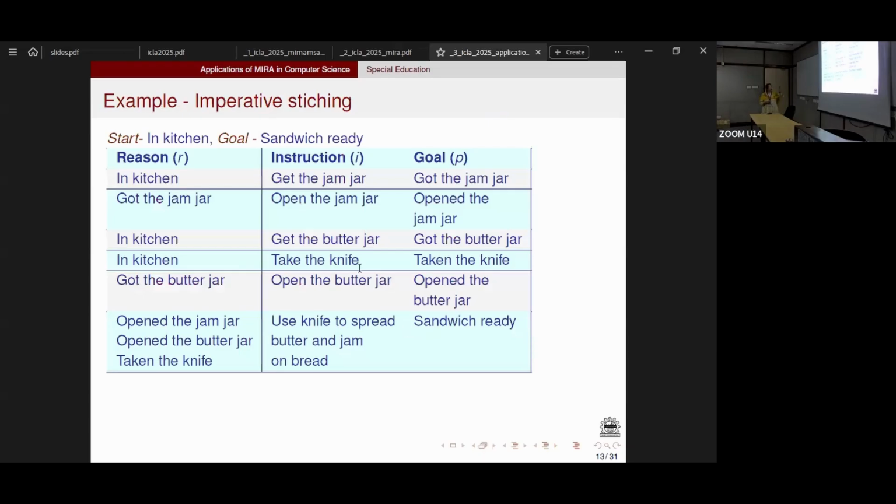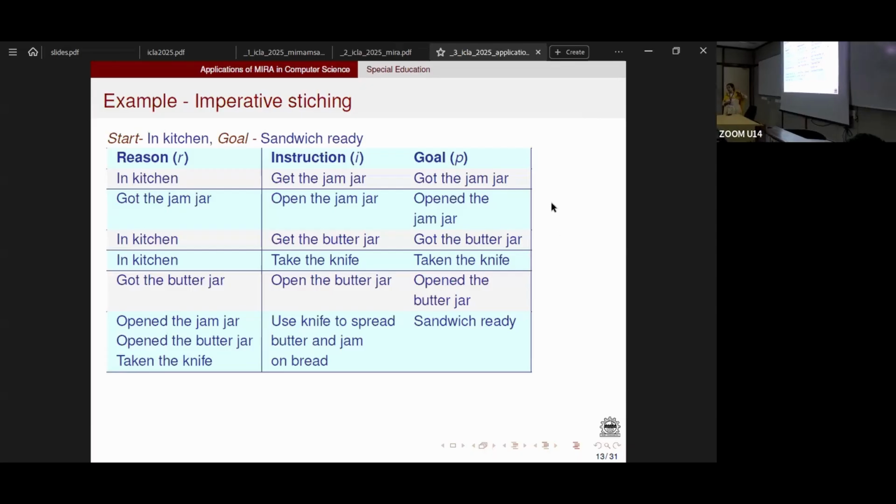So this is an example. R is in kitchen, where the instructions are: get the jam jar, open the jam jar, get the butter jar, take the knife, open the butter jar, use knife to spread butter and jam on bread. Okay, this will be somewhat jumbled. So once the kid is in the kitchen, he has to get the jam jar, get the butter jar and get the knife. Even if we give the instructions in jumbled order, how do we sequence it? That comes through reason.